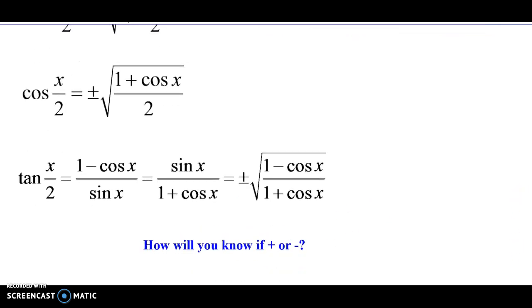Here's an important question: how do we know if it's going to be the positive or negative? Because for each of these, it's plus or minus square root. So how do you know? Also, notice that tangent has 3 potential options. All of them are correct. You might find one more applicable in one scenario than another. But again, how do you know if it's plus or minus? I want you guys to think about that. Write down an answer, and then we'll move on.